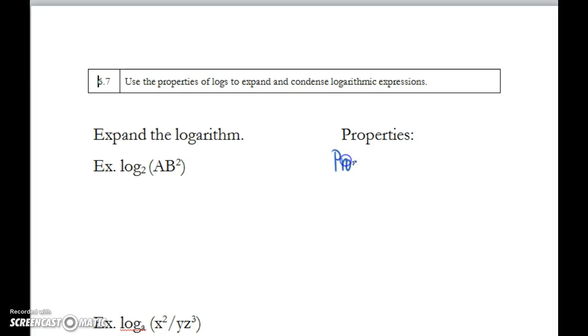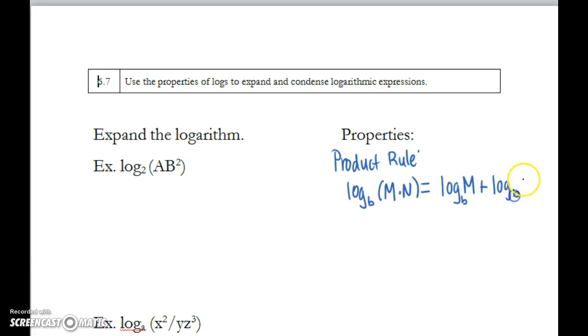The first one is what we call the product rule. And the product rule says the following. Suppose we have the log of any base, and that log is of some product, m and n. The product rule says we can expand that by taking the sum of each piece of that product. So it's the log base b of m plus the log base b of n. So a product can be split into the sum of two logs.